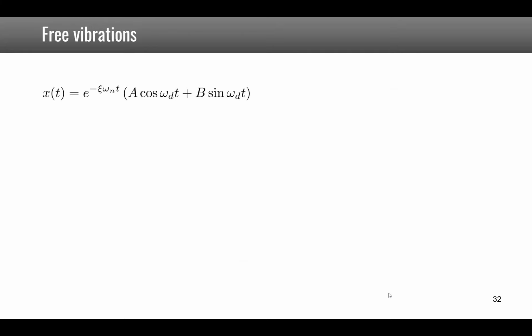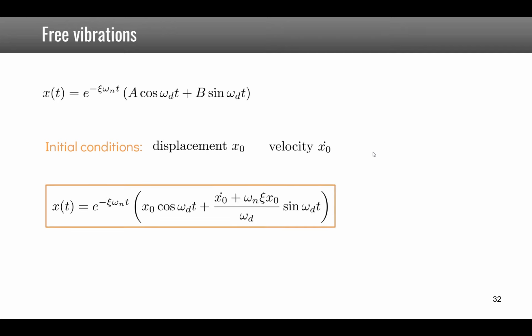And if you look at the response in the time domain, you have the same as in the undamped case, but the frequency again is slightly different. But also you have an exponentially decaying envelope e to the minus psi omega n t. If you give initial displacement and velocity, you can find the values of A and B, and this is the result.